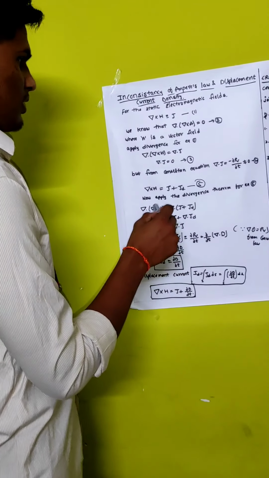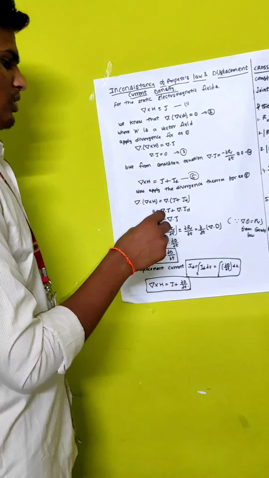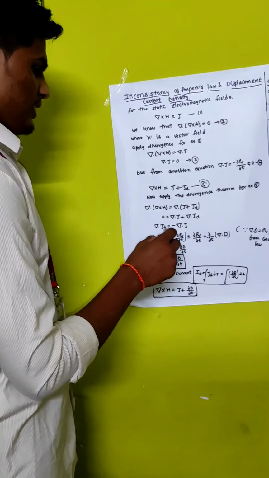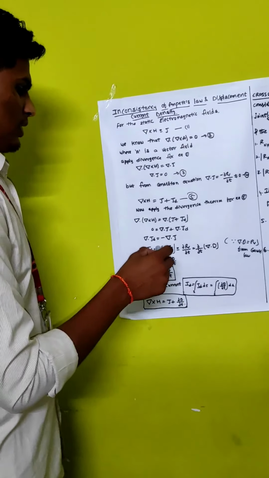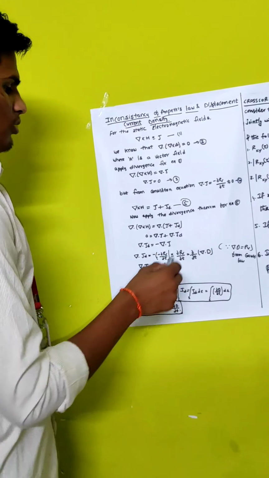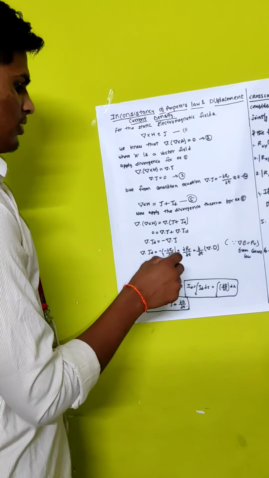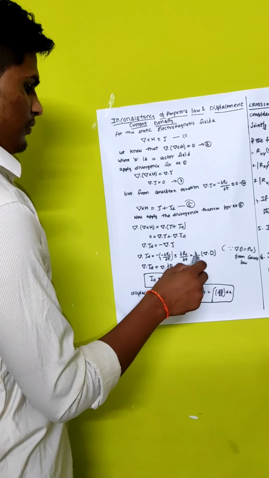Here we know from equation 2 that del dot del cross H is equal to 0. Therefore, del dot J plus del dot JD is 0, so del dot JD is equal to minus del dot J. We know that del dot J is equal to minus dou rho v by dou t. Here we substitute this in place of del dot J, and we get dou rho v by dou t.